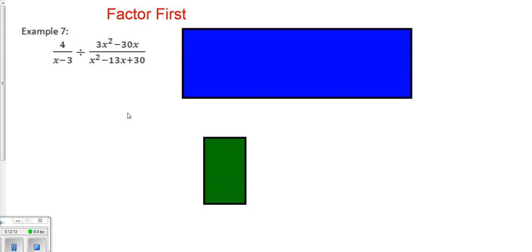Example 7. This one we definitely want to make sure we are factoring first. Now we can do two different factorings here. This piece, we can take out a greatest common factor. I'm going to do that actually over here on the side. We'd take 3x out of both of those pieces, and we would leave x minus 10. Okay, so that's going to be this piece here.